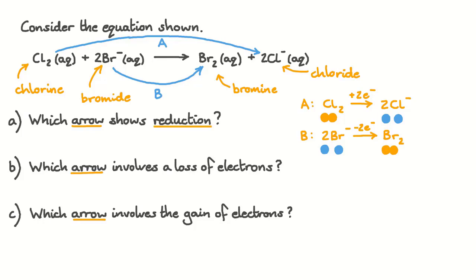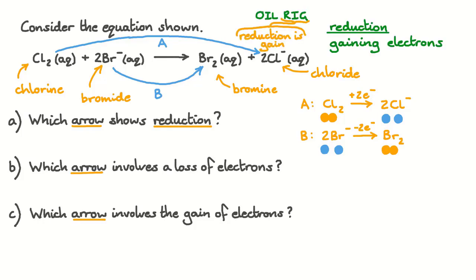Question A refers to reduction. Reduction is the process of gaining electrons. This is easy to remember if we use OIL RIG. Oxidation is loss, reduction is gain of electrons. Therefore, the answer to part A is arrow A. In arrow A, chlorine is being transformed to chloride by the addition of electrons.